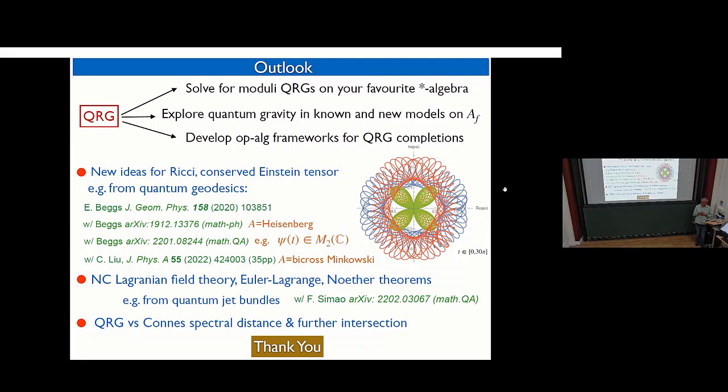Any questions? So you mentioned here the graph of the A series. So for the B, C and D series, is it known?